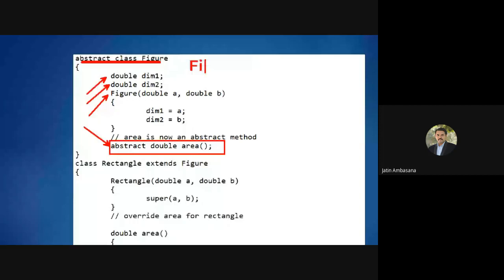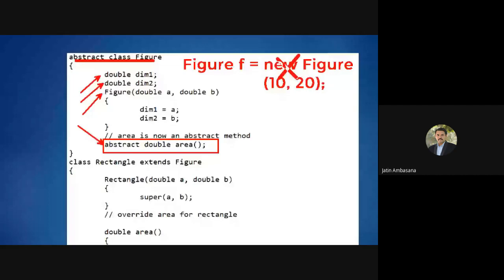Where f equal to new figure and then provide some values. You cannot say something like this. Why can you not use the new operator on it? Because the class is abstract.